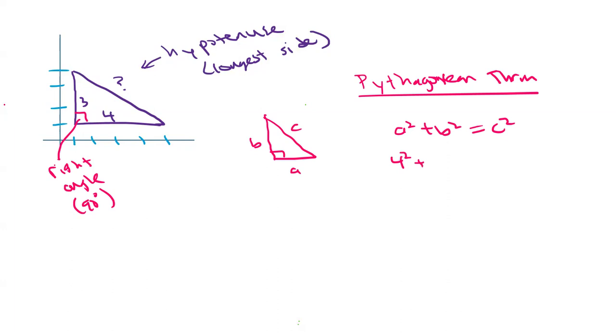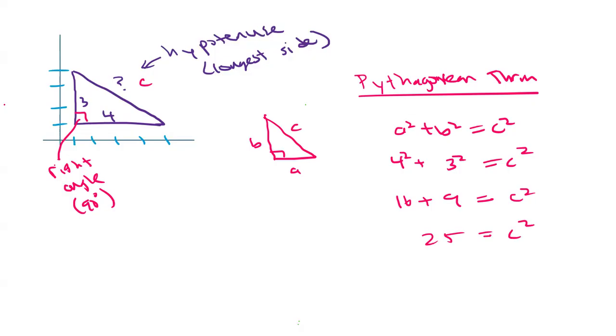4 squared. b will be what? 3 squared. And c is, I don't know, right? This is my c. I don't know what that is, so I'm going to leave that as c. Then I just solve for c. So 4 squared is 4 times 4, which is 16. 3 squared is 3 times 3, which is 9. And then c squared is just c squared. And then 16 plus 9 is going to give us 25.